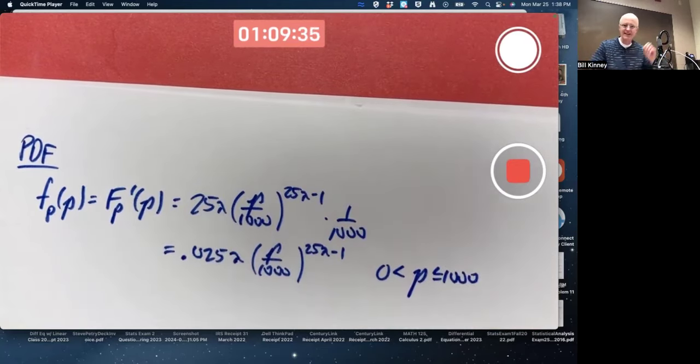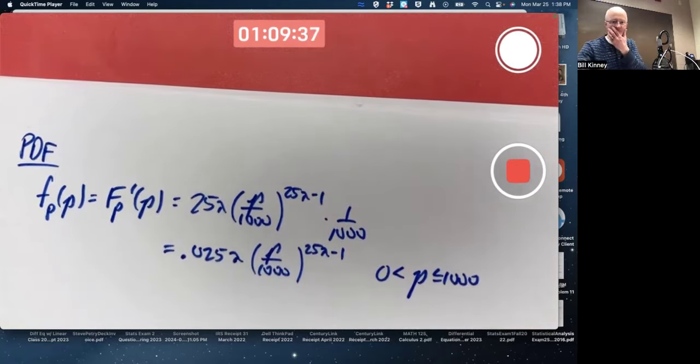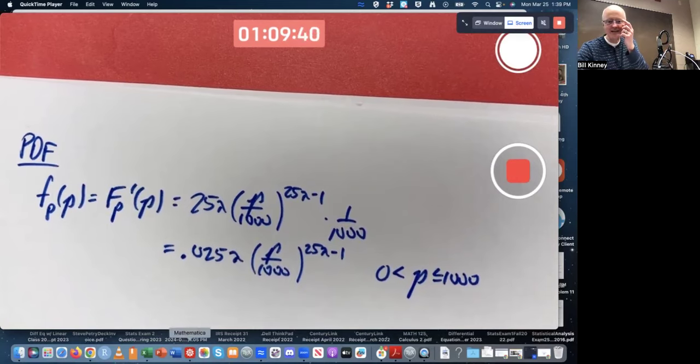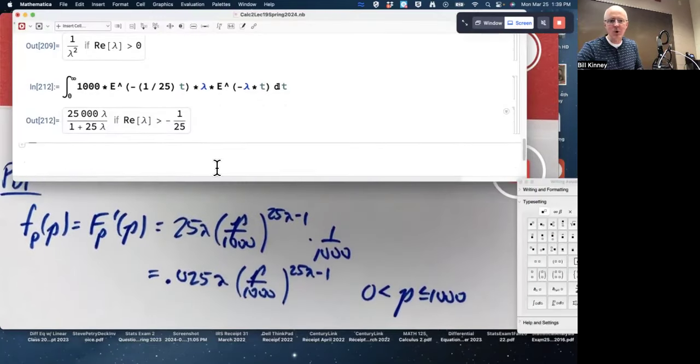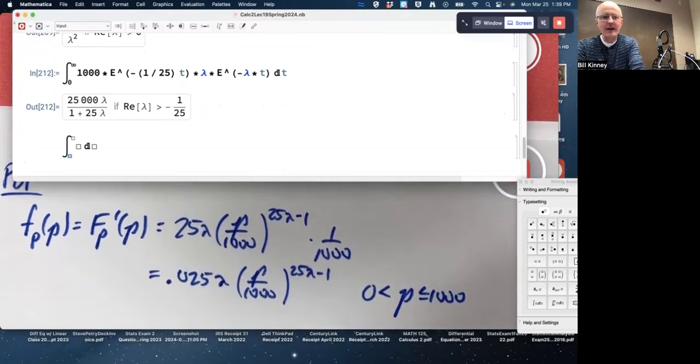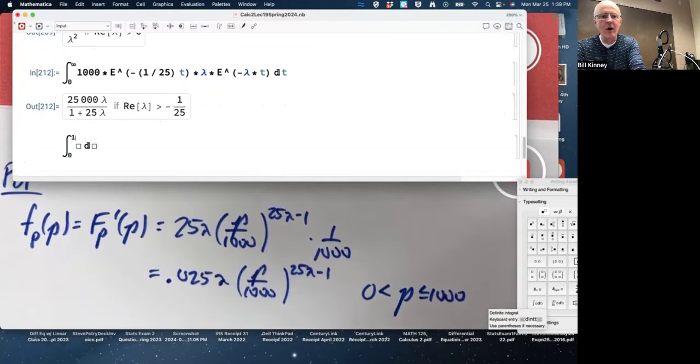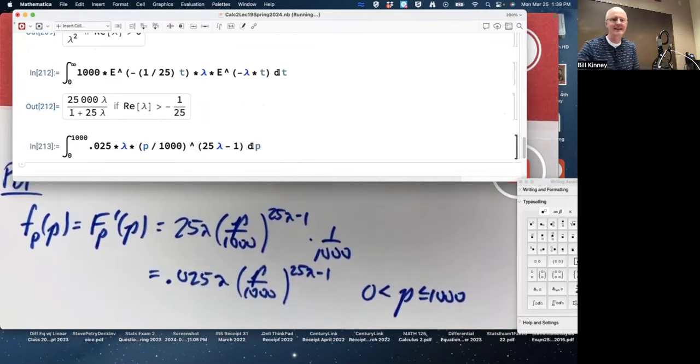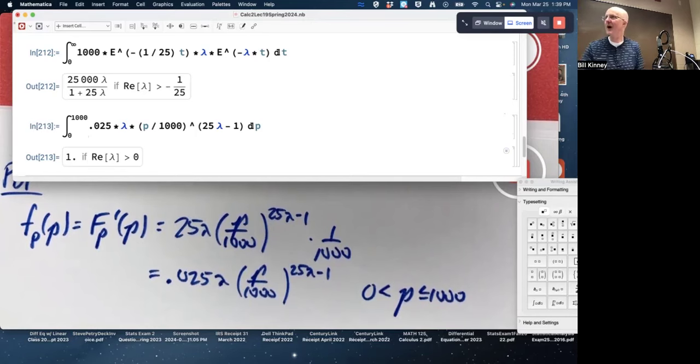Is it really right? The final punchline. Mathematica, save me. Did this work? For one thing, does it integrate to 1? Over the interval not from 0 to infinity, but 0 to 1,000. 0.025 times lambda times p over 1,000 to the 25 lambda minus 1 power. Doesn't look like it's going to work, does it? It does. 1.